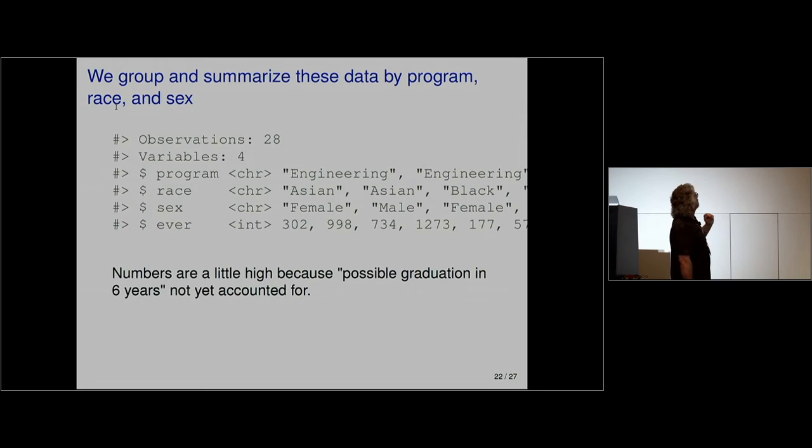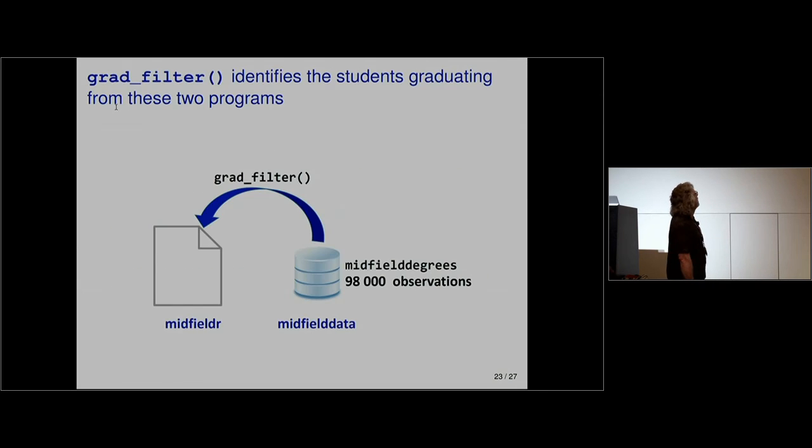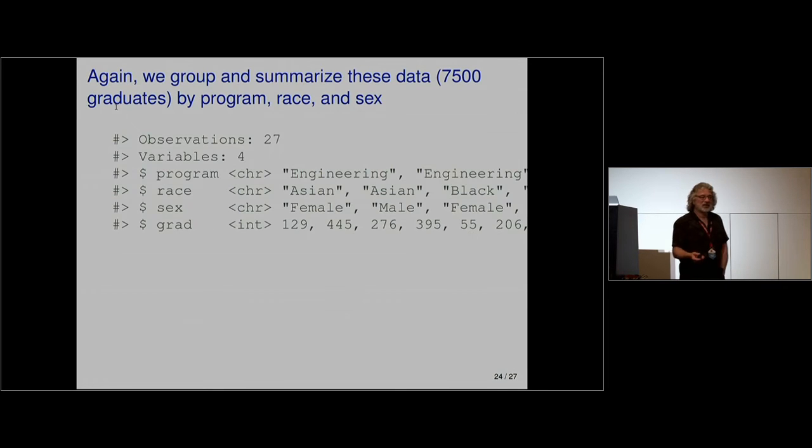So I've already mentioned the possible grad 6. So there's the ever enrolls. You can see I've got program, race, sex, and ever. Ever is the N. So we do the same thing with the graduation filter, except it goes to the Midfield degrees data set and looks for graduates that have the same programs. And so once we have those, we do the same thing. We join race and sex. We group by program, race, and sex, and count them up. And there we have the graduates, about 7,500 graduates out of that 20,000. But like I said, the 20,000 was sort of artificially high.